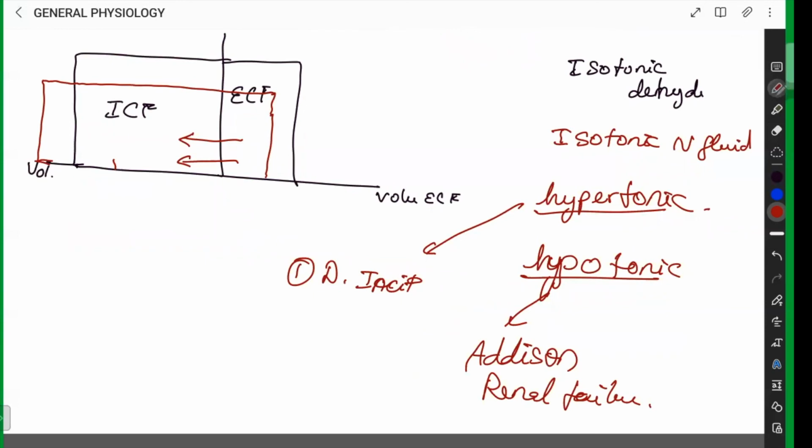In Addison's disease and the like, sodium is going to be lost excessively in your urine. When sodium is lost excessively in your urine, your tone reduces and volume is also considerably reduced. Why? Because there is going to be a flow of water from your ECF to your ICF. This is called hypotonic dehydration.